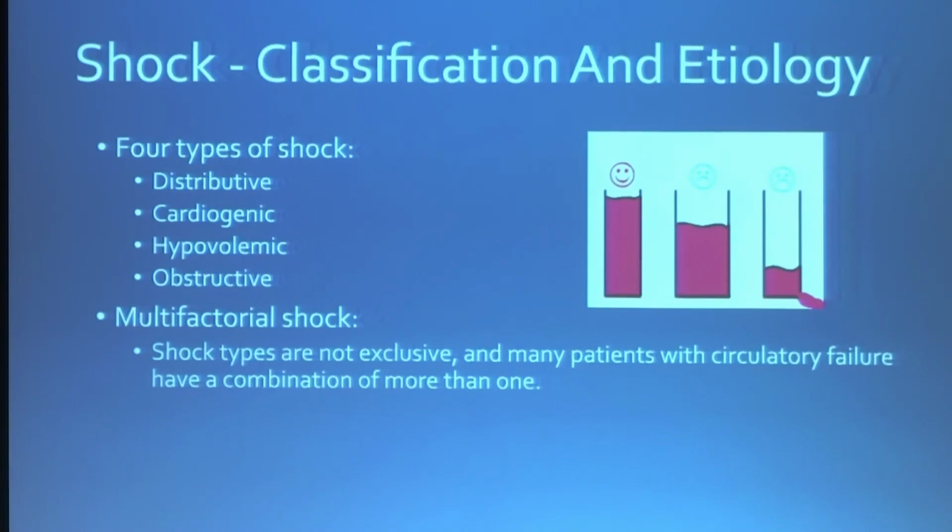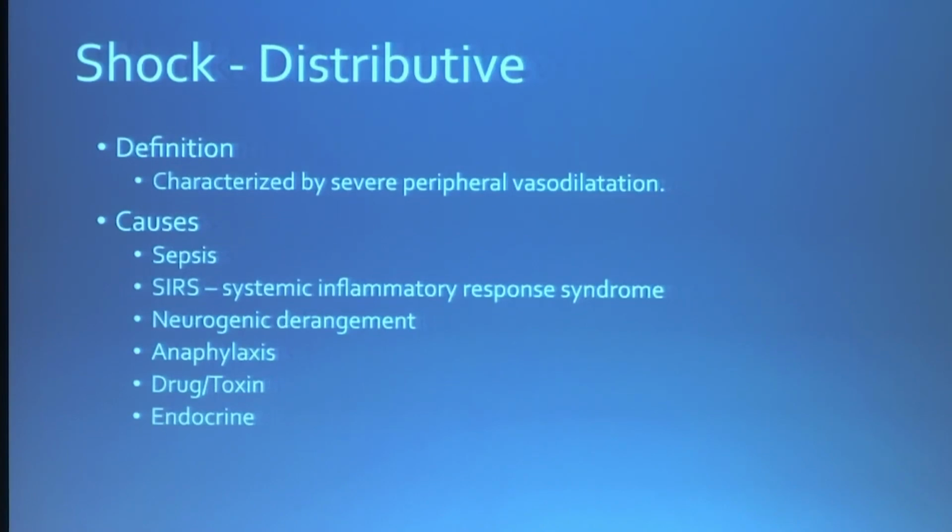So, 4 types of shock: distributive, cardiogenic, hypovolemic, and obstructive. Shock types are not exclusive, and many people with circulatory failure have a combination of both things. They can have a cardiogenic and a distributive shock together.